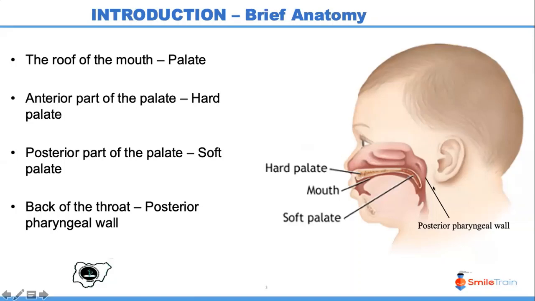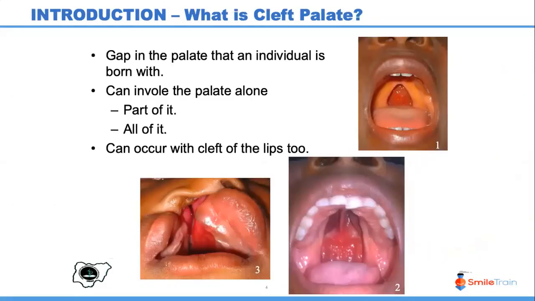And then the back of the throat, that's what we call the posterior pharyngeal wall. So you might hear me oftentimes saying hitting the posterior pharyngeal wall. So what does it mean to say an individual has a cleft palate? The first thing is that the individual has to be born with it. It's a congenital anomaly. And the cleft palate presents most of the time as a kind of defect. It may be obvious, it may not be obvious. There are different presentations of it.